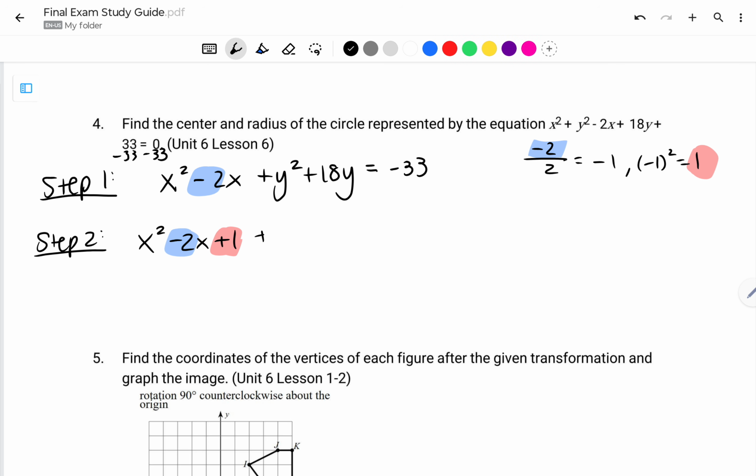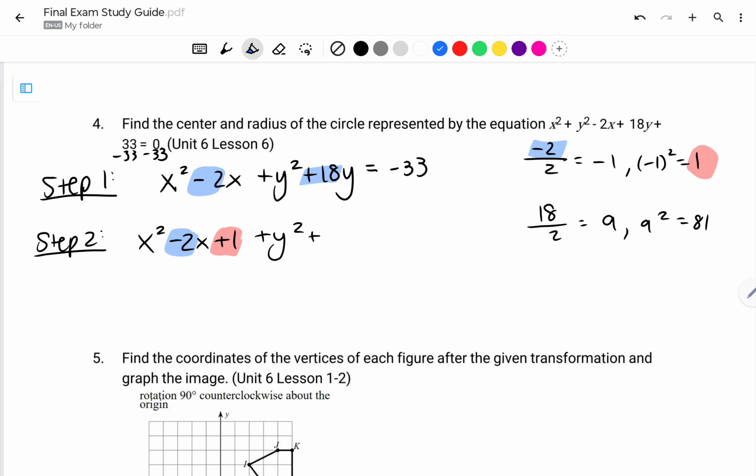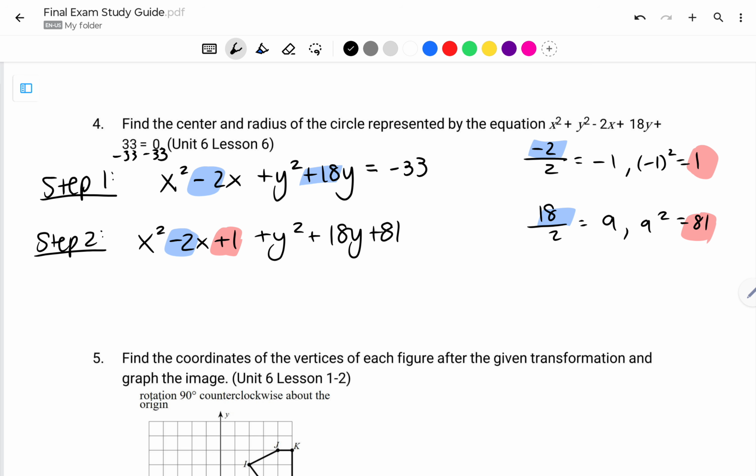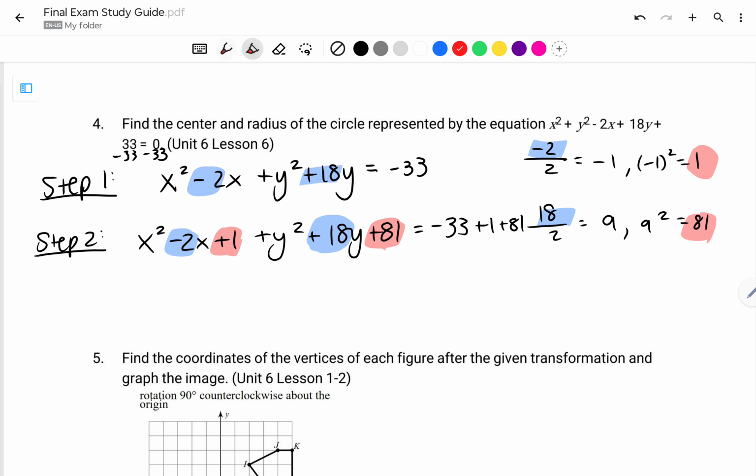Okay. Now I'm going to do the same thing for the y. I know 18y is my coefficient. Sorry, 18 divided by 2, that's 9, and 9 squared, that's 81. So this time I'm going to add a bigger number, 81. So 18y plus 81. Okay, plus 81. Equals, whatever I do on one side, I got to do on the other side. Plus 1 plus 81. Cool.